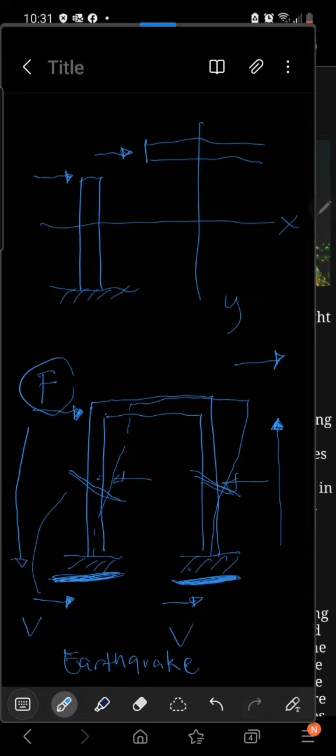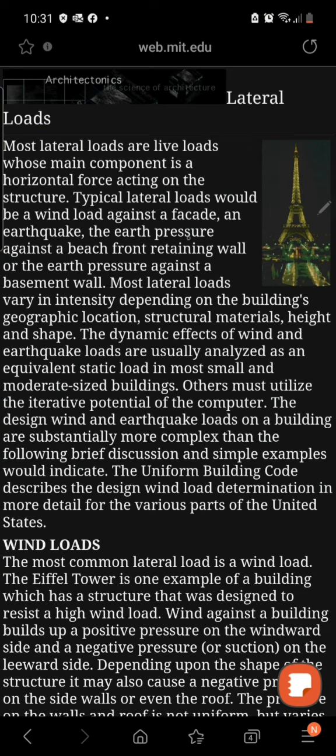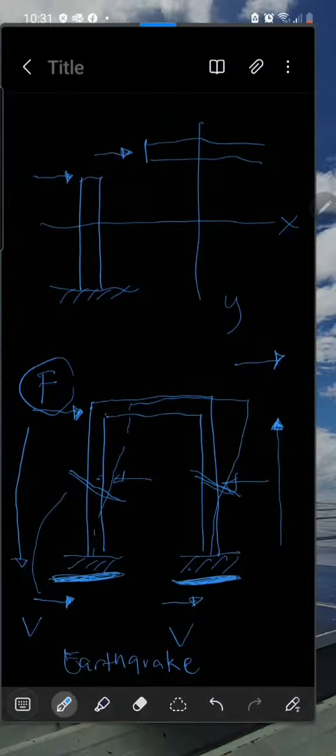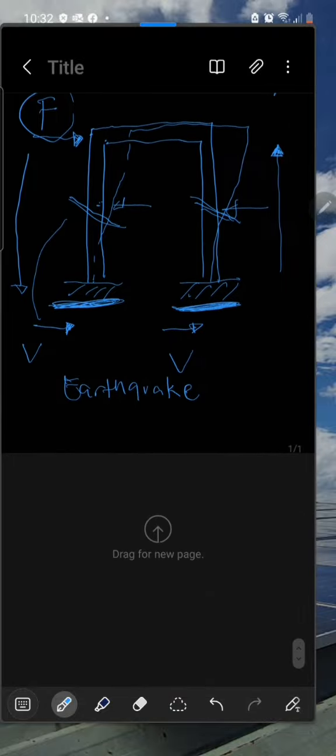Okay, so another example is lateral earth pressure or earth pressure. So that is one type of lateral load. So what is earth pressure? From the name itself, earth is what causes the pressure. An example is retaining walls.